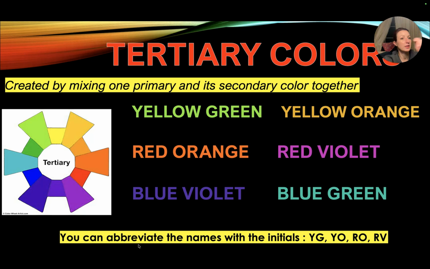So instead of having to write these whole names out, you can easily abbreviate the names with the initials. So like YG for yellow green, YO for yellow orange, RO for red orange. You kind of get the idea. So you can just use the two initials of the names.